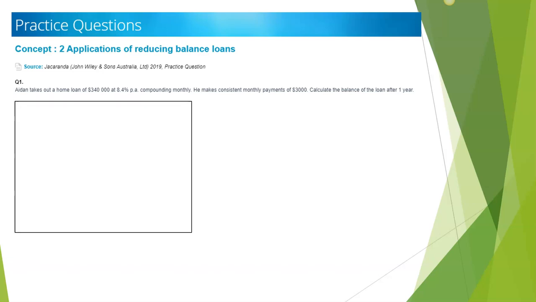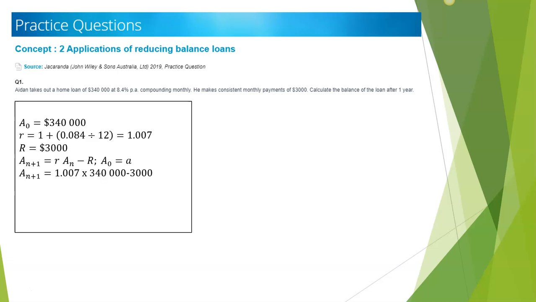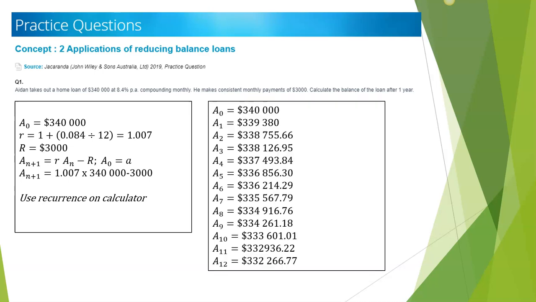So we set up our recurrence relation. And there are 12 periods in a year. So we're going to work out 12 lots of the recurrence relation, which I've calculated here. So at the end of 12 payments, he will have an outstanding balance of $332,266.77. If you can't remember how to do this on your calculator, go back and watch the video earlier in the PowerPoint.